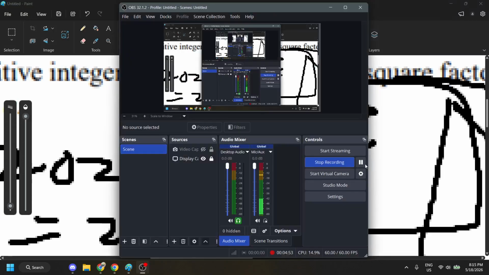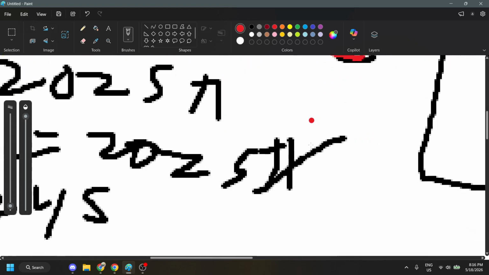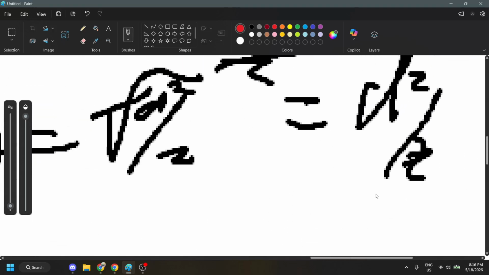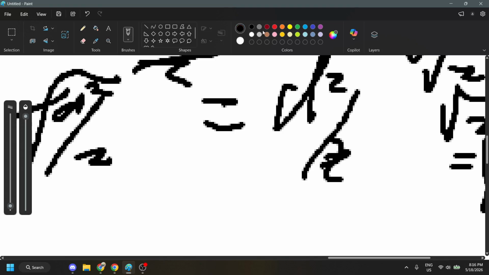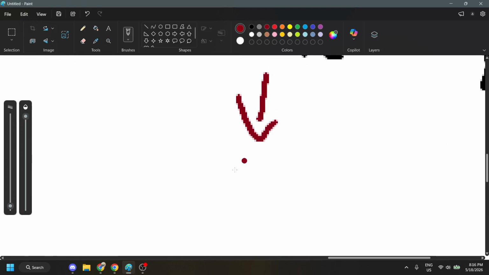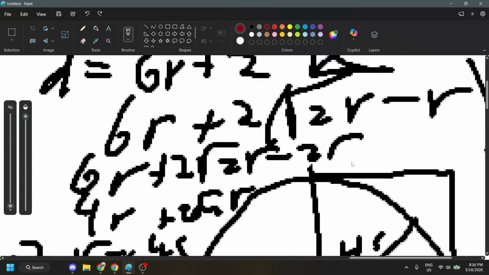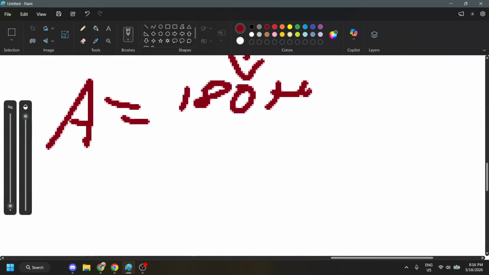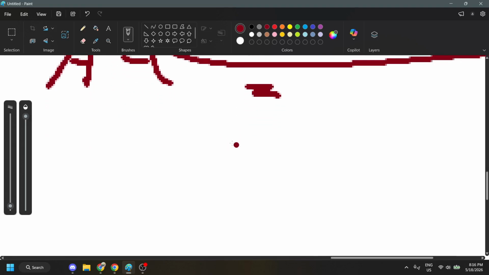Let's check. Okay, I think this is a little unfair because I kind of got it wrong. I didn't look at the full answer. I forgot to put in d squared over 2. So let me put this in, because I just forgot this step. Area is equal to d squared over 2, and d is 180 plus 90 root 2, squared, over 2.